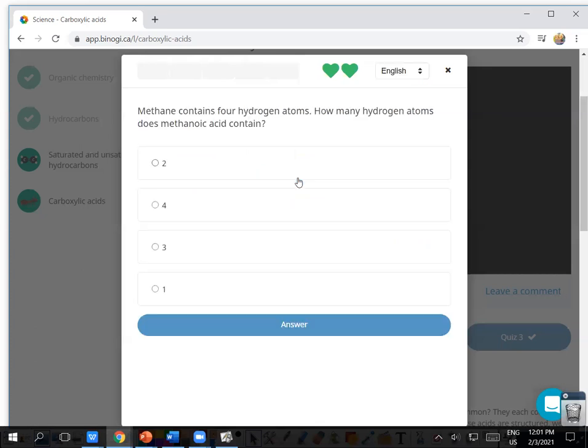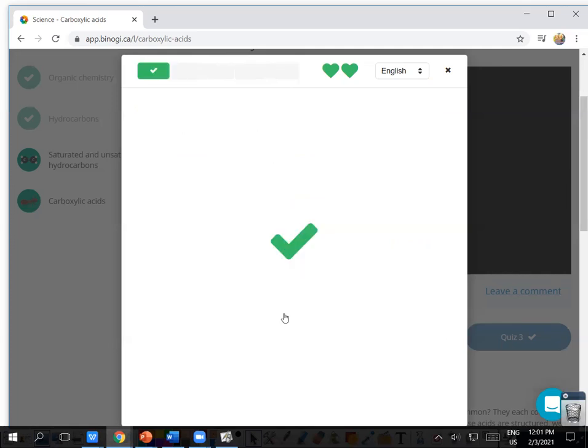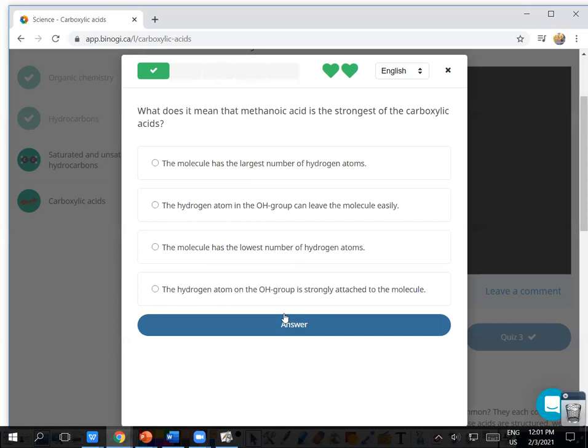Methane contains 4 hydrogen atoms. How many hydrogen atoms does methanoic acid contain? It means the formic acid, HCOOH. And how many hydrogens? 2 hydrogens. What does it mean that methanoic acid is the strongest of the carboxylic acids? The molecule has the largest number of hydrogen atoms. The hydrogen atom in the hydroxyl group can leave the molecule easily. The molecule has the lowest number of hydrogens.